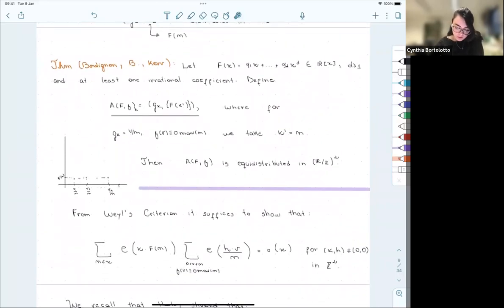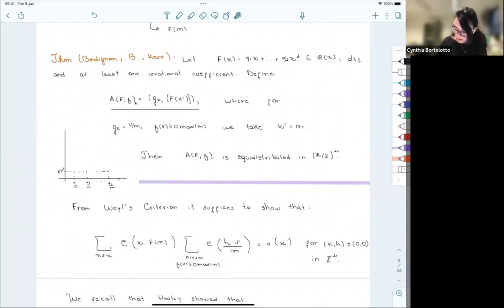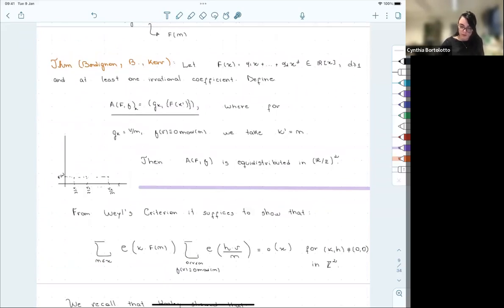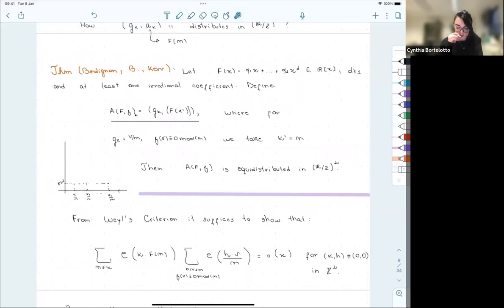Observe that from Weyl's criterion, it suffices to show that when we sum, for every k and h not simultaneously 0 in Z², up to x, e^(2πi k f(n)), where F(n) is our polynomial, times the sum over the roots mod n of e^(2πi h·root/n), this is little o of x. It is enough to show this by Weyl's criterion.